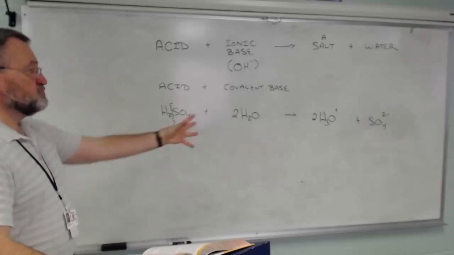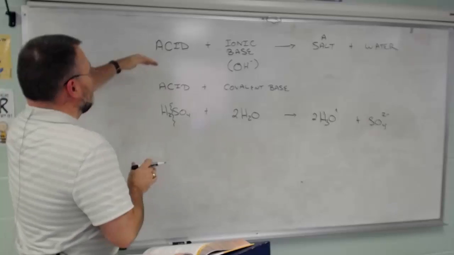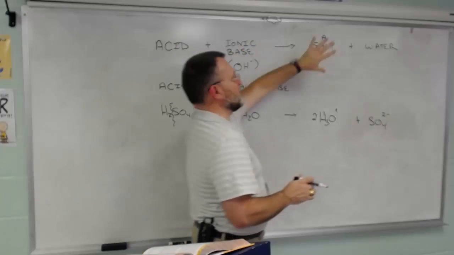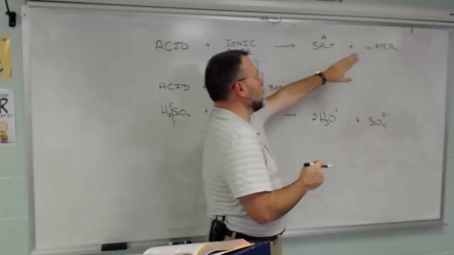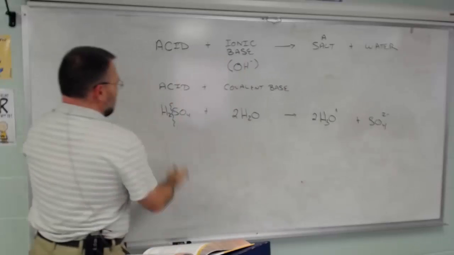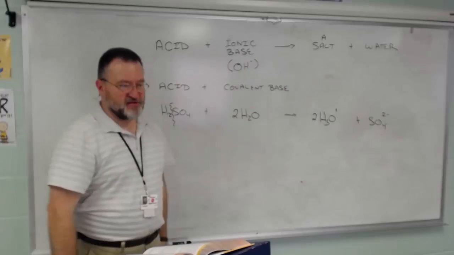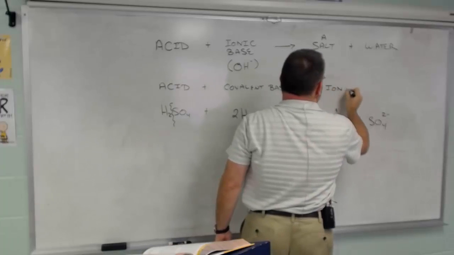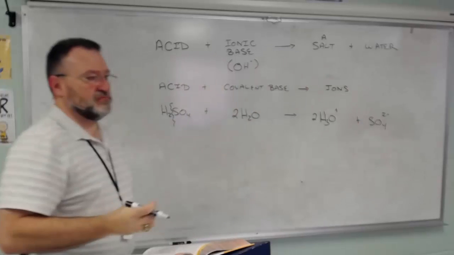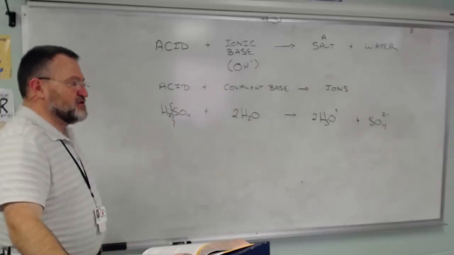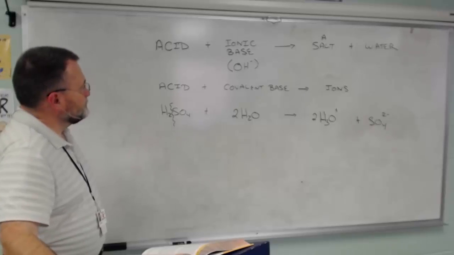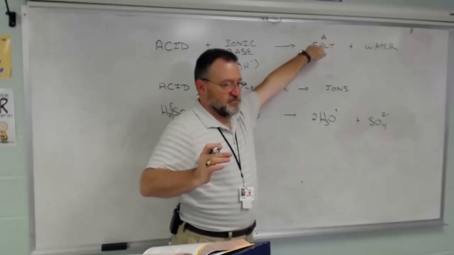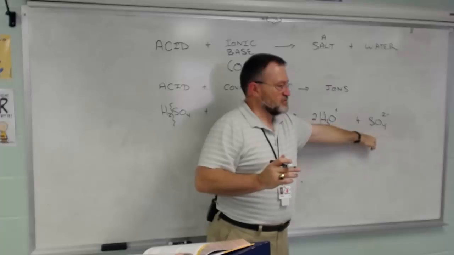So, as a general rule, what do you see? What's produced? Well, if we have an acid and an ionic base, specifically a hydroxide base, it reacts to produce a salt, which is a metal-nonmetal ionic bond, and water. When I have an acid and a covalent base, it produces ions. Produces the ions. We would have had ions up here, but those ions came together to form salts. Here, these are going to be ions in solution.